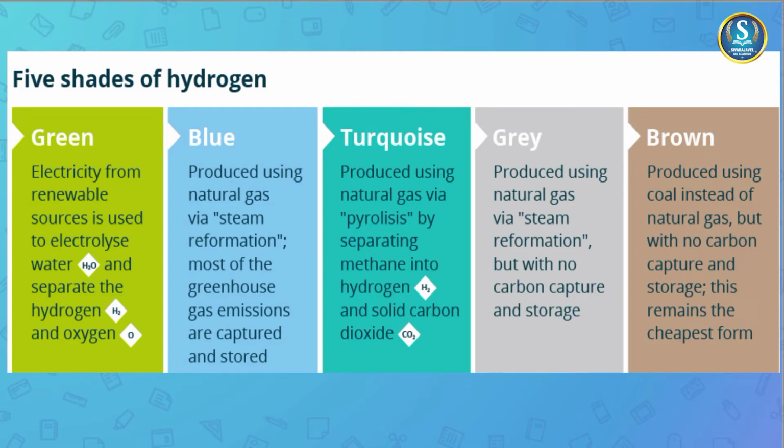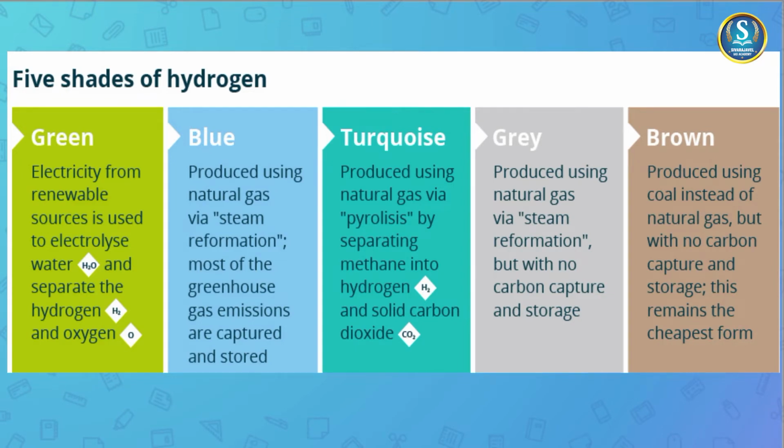The third one is turquoise. Turquoise is almost like a green and blue mixed color, somewhat like a green color it is. Here the natural gas is used, but by a process called pyrolysis, by separating methane into hydrogen and solid carbon. Here the method is completely different. Here you don't use water to split it into hydrogen and oxygen, but instead you directly take natural gas.